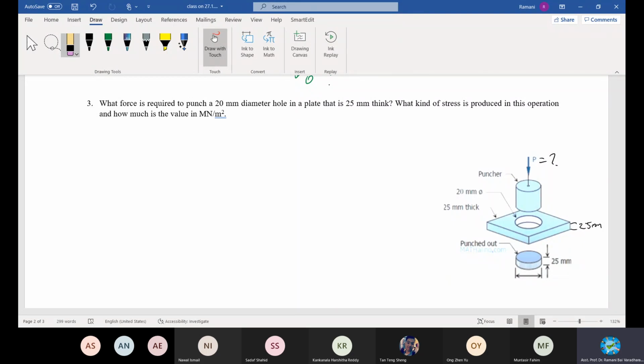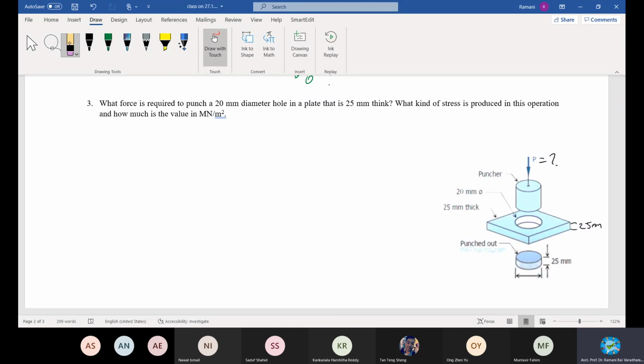Do you understand this point? Although the force is acting on it, the shearing takes place along the surface to remove the material of thickness 25. Hence, this type of action and deformation is called shearing stress.